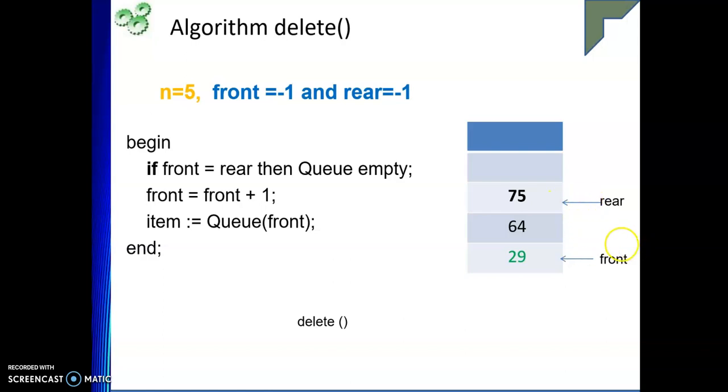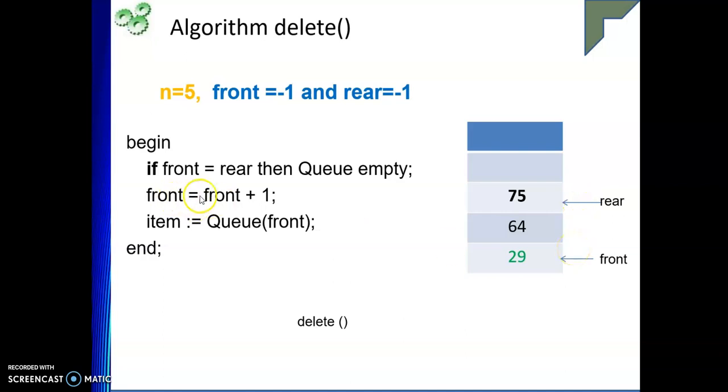If it is not equal, then typically front, even though I am pointing it to 29, was actually -1. First, if you want to remove 29, front was -1, so -1 plus 1 will be 0. Now it will be 29, and then item = q[front], so 29 will be removed. Then again, if you happen to remove, I will check whether front is equal to rear. No, front is not equal to rear, because rear is here and front is here.